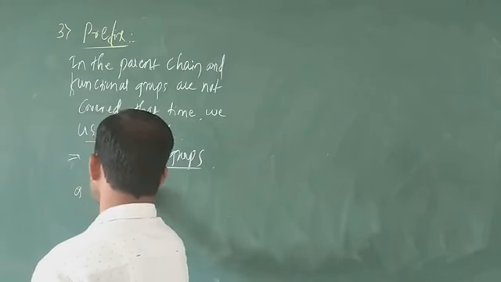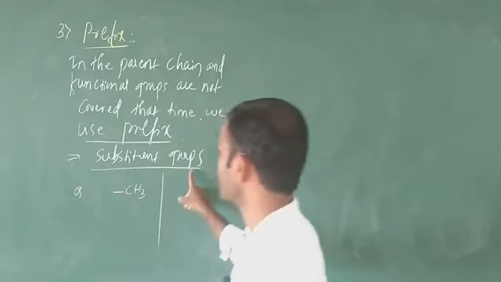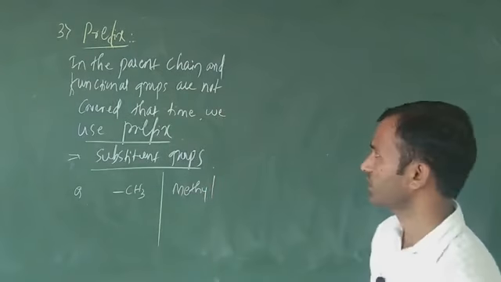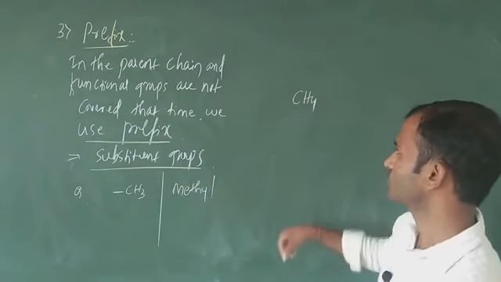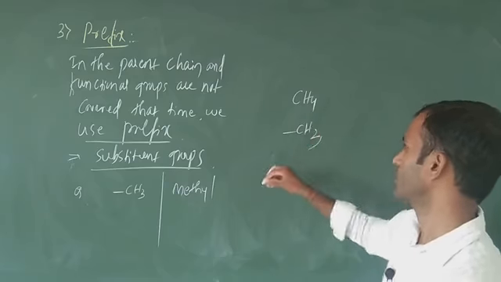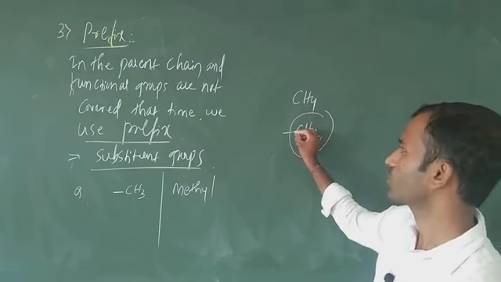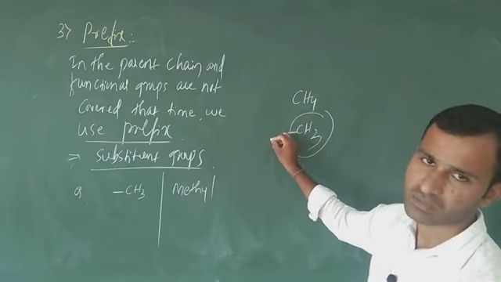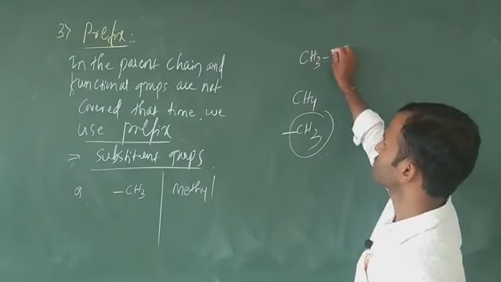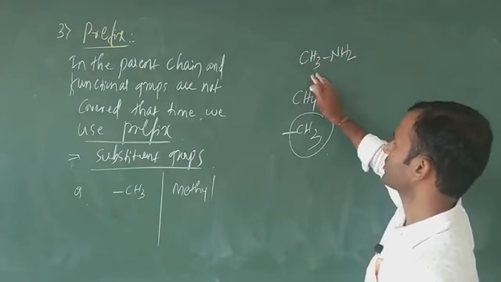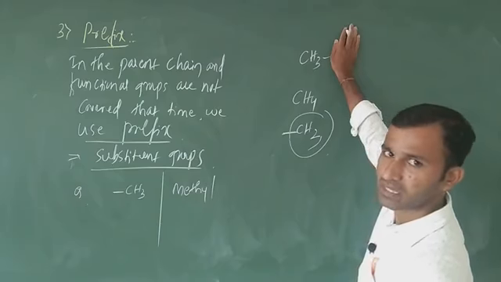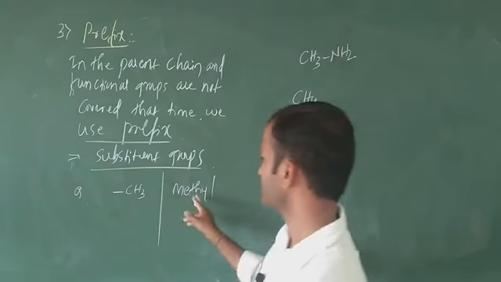For example, CH3. What is the prefix? Prefix is methyl. This is CH4. If I reduce one hydrogen, I write CH3. This indicates a methyl group. This arrow mark indicates that at least one carbon is there or other groups are present. For example, CH3NH2 is called methylamine. If I remove this NH2, obviously it is methyl.